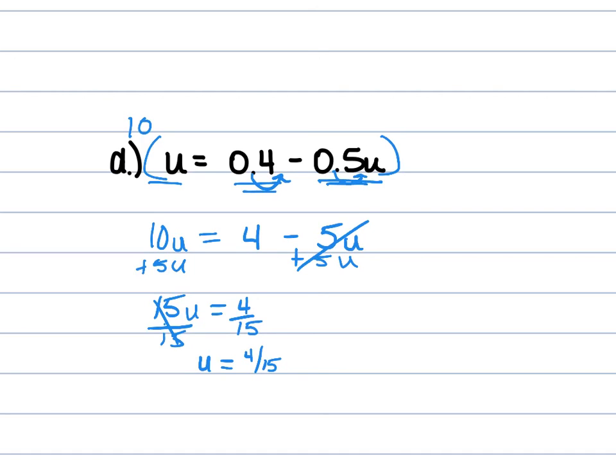Now, they don't share a common factor. The factors of 4 are 1 and 4. They don't go into 15. 2 and 2 don't go into 15, so it looks like just u is equal to 4/15.